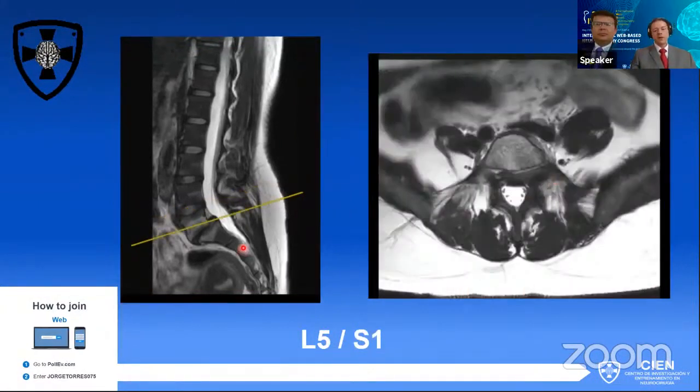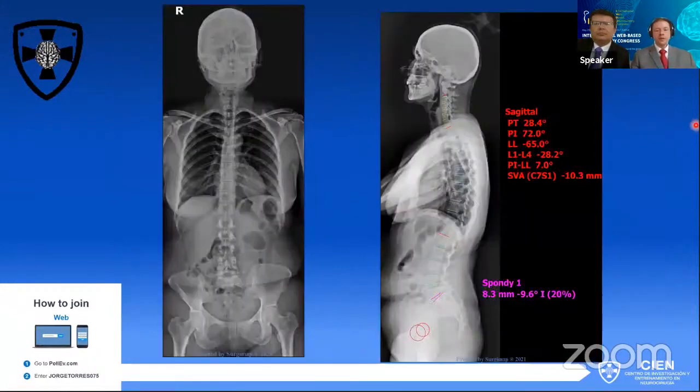At L4, L5 in the axial MRI, you can see that the central canal was open as we saw in the sagittal plane, but both foramina are completely occluded due to disc bulging. So this is our full body X-ray. This is the sagittal profile.